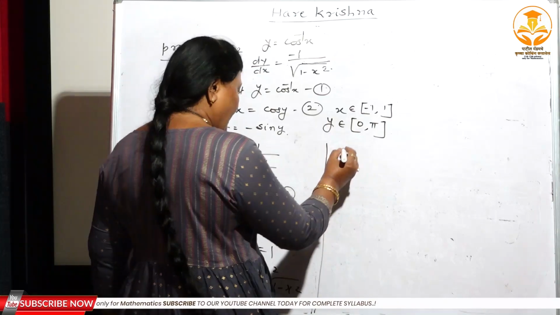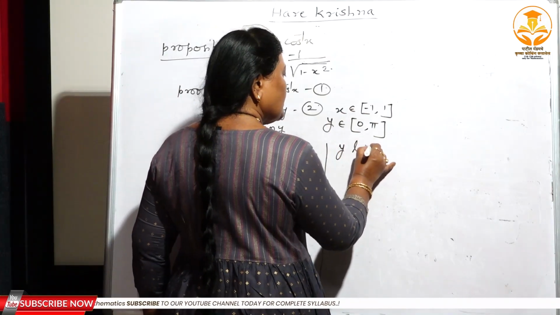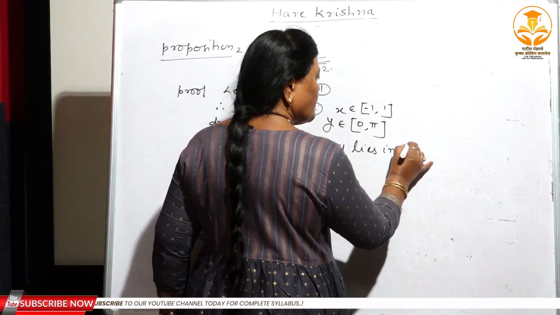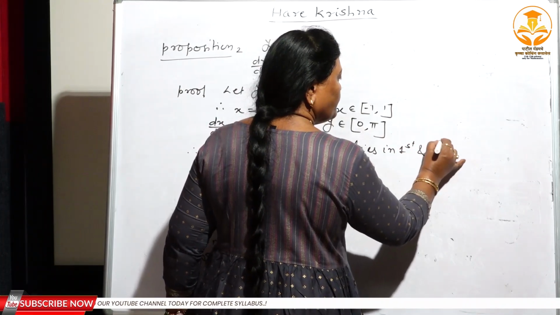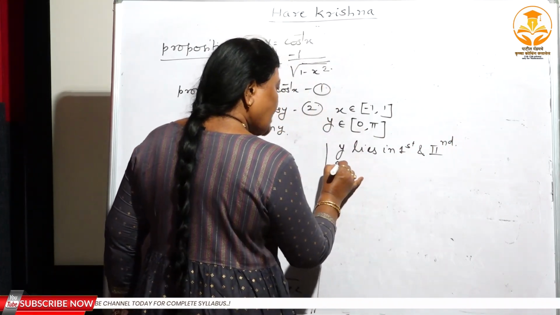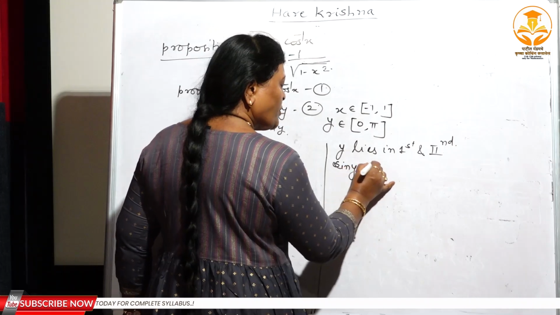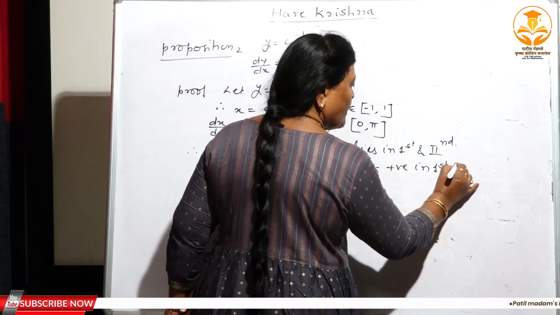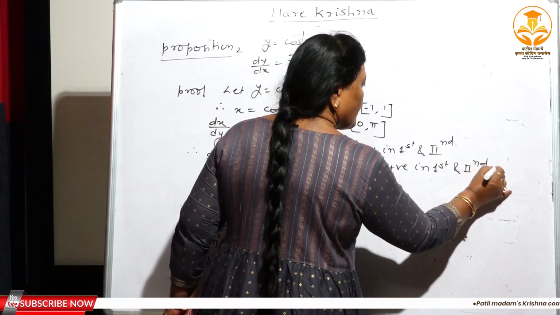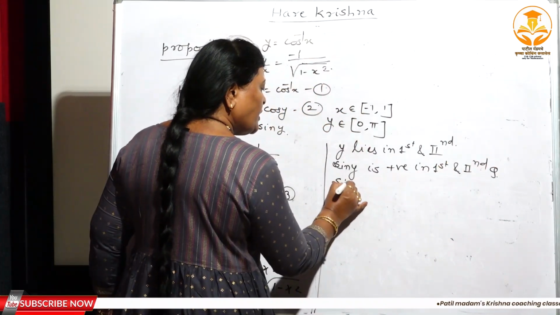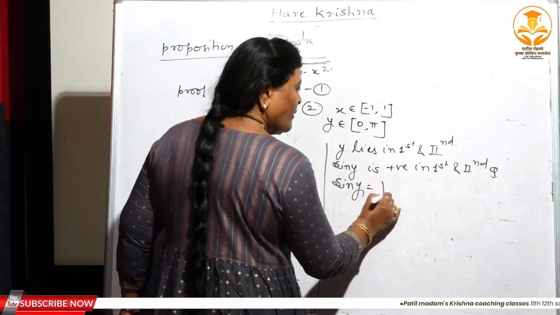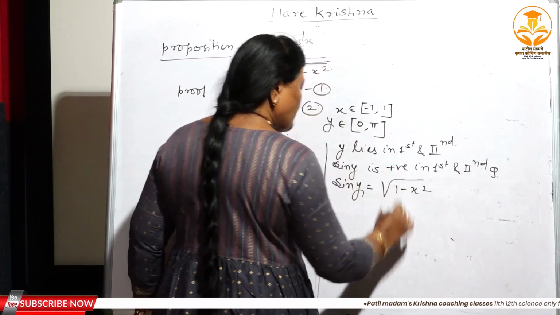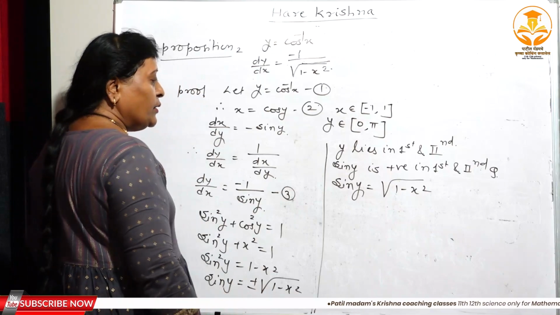And here, this y lies in what here? First and second quadrant, isn't it? And sin y is positive in the first and second quadrant. Therefore, which value of sin y do you have to consider? Sin y is equal to root of 1 minus x square. You have to consider only the positive value.